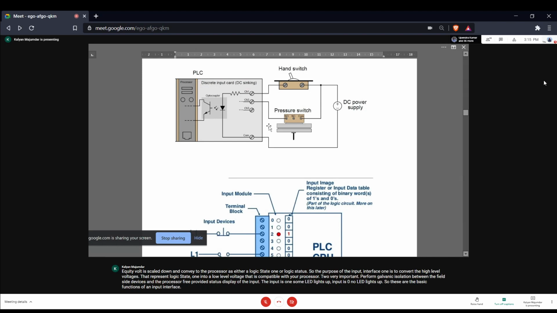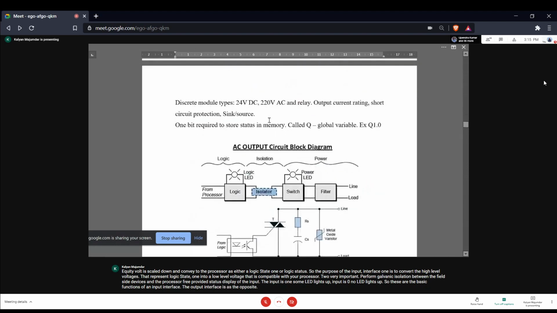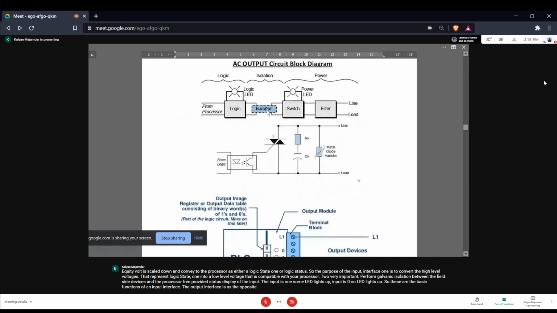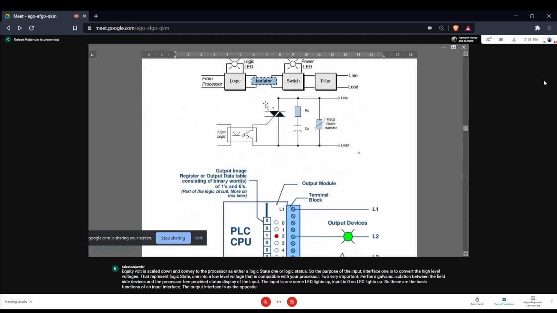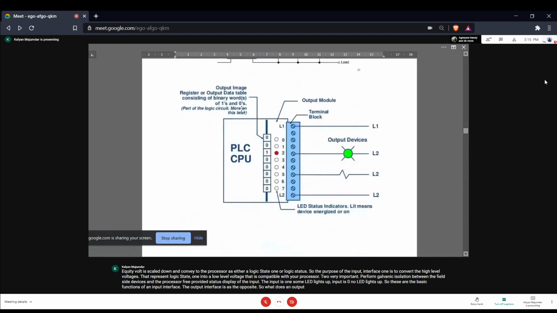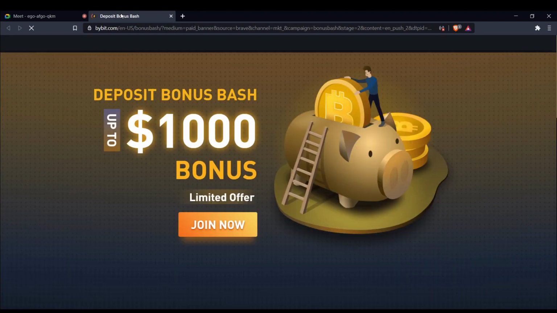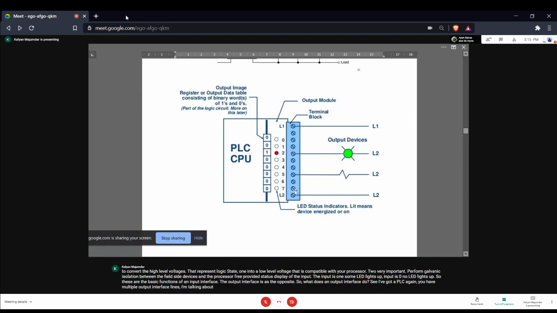The output interface is just the opposite. So what does an output interface do? See, I've got a PLC. Again, you have multiple output interface lines. I'm talking about discrete, that is two state outputs. For example, you want to turn on a lamp, you want to turn on a solenoid valve, you want to turn on or off a particular motor. So again, this is a PLC, this is the output interface. You have multiple lines depending upon the number of devices that you want to operate.